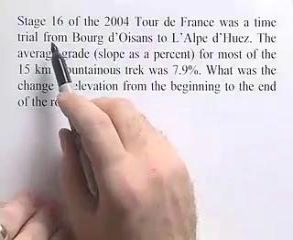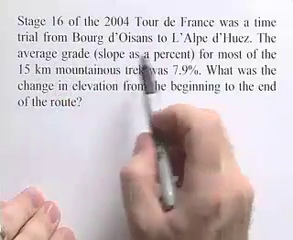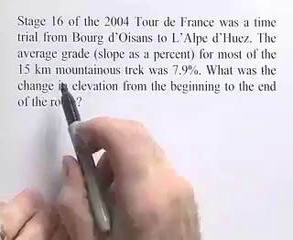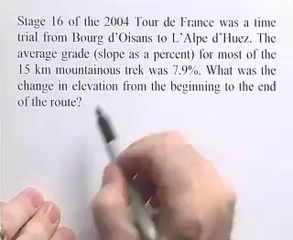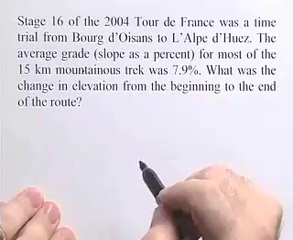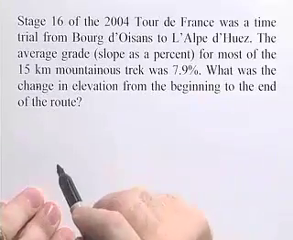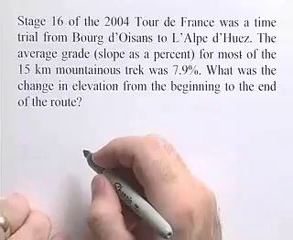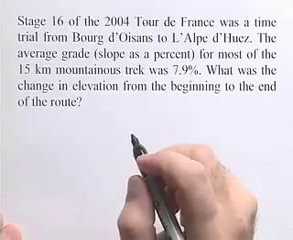Let's take a look at a word problem. We have that stage 16 of the 2000 Tour de France was a time trial. This time trial had an average grade, its slope as a percent, for most of the 15-kilometer mountainous trek that was 7.9%. What was the change in elevation from the beginning to the end of the route? We're going to use the average grade.